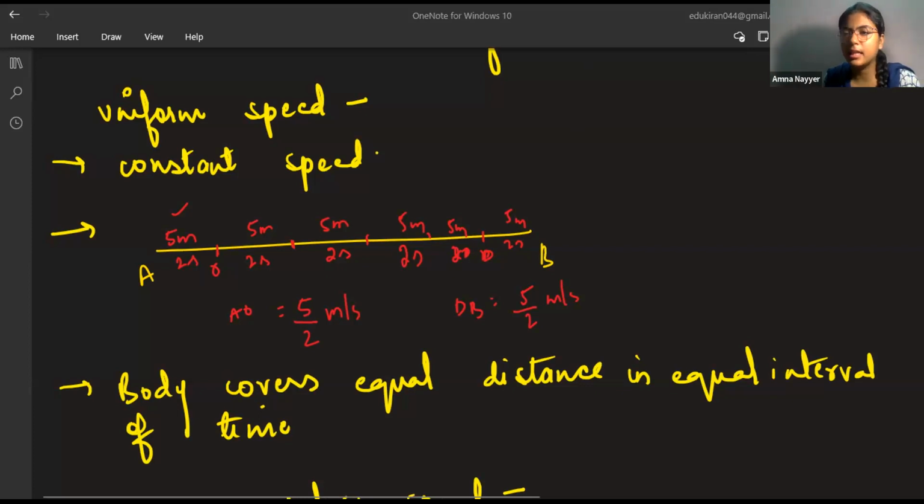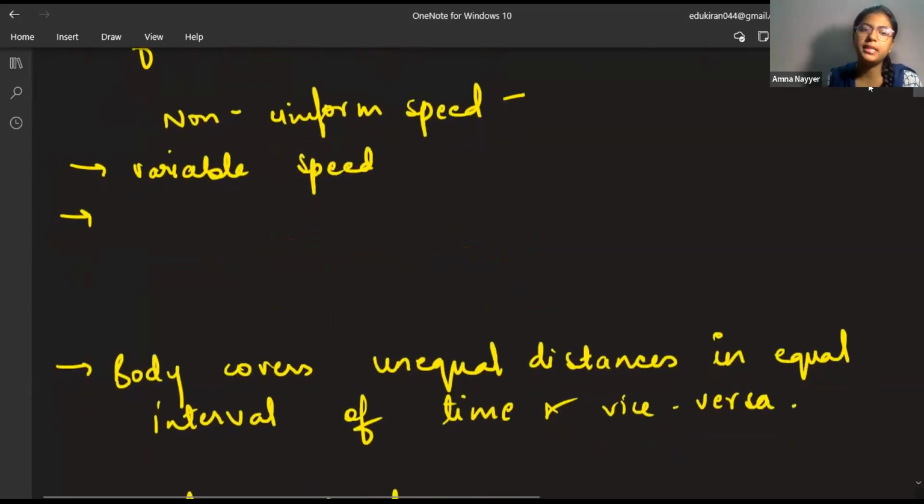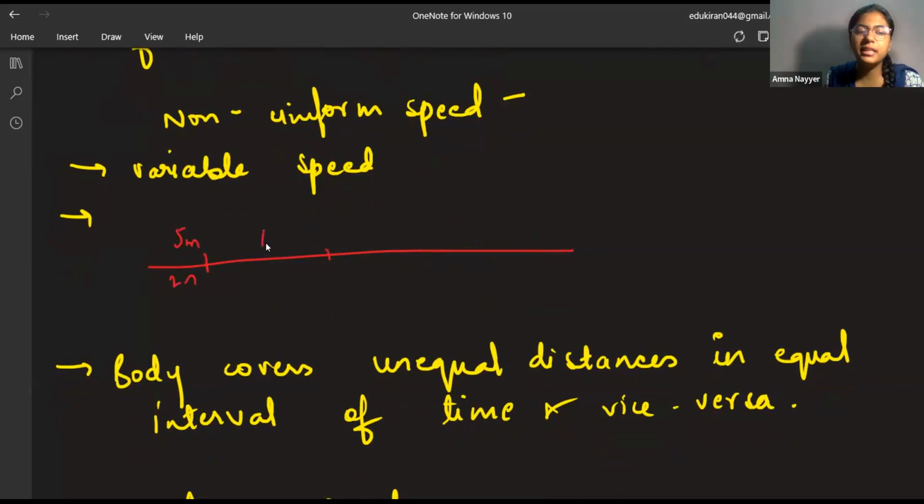Now class, last is non-uniform speed. When the speed is variable, suppose here I am covering 5 meters in 2 seconds, but in the next moment I am covering 6 meters in 2 seconds. And then again I am covering 5 meters in, let's say, 3 seconds. So this is non-uniform. Distance is also not equal. Time is also not equal.